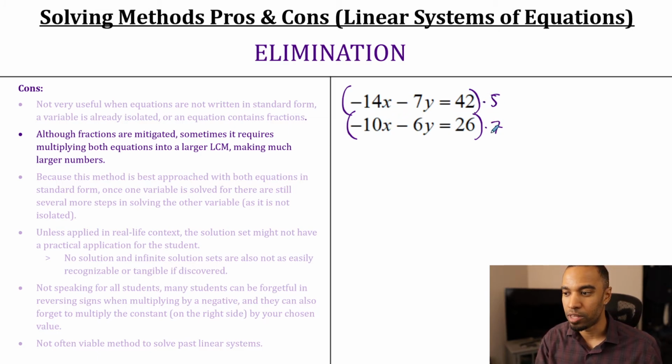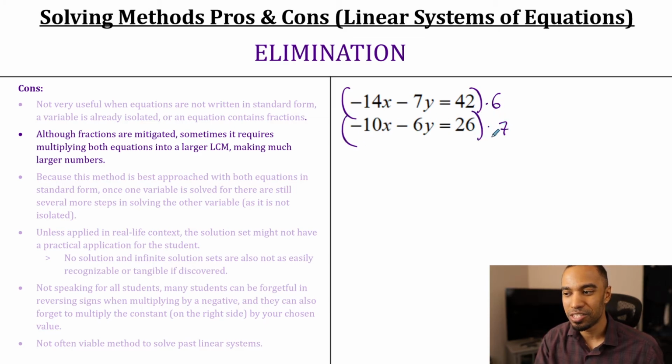In fact, I have to multiply one of these by a negative probably, just to make one a positive 70x, one a negative 70x. These numbers are going to get huge. Okay, well, what about the y's? Well, what's the least common multiple of these two numbers? 42. So I'd have to multiply this one by 6 and this one by 7.